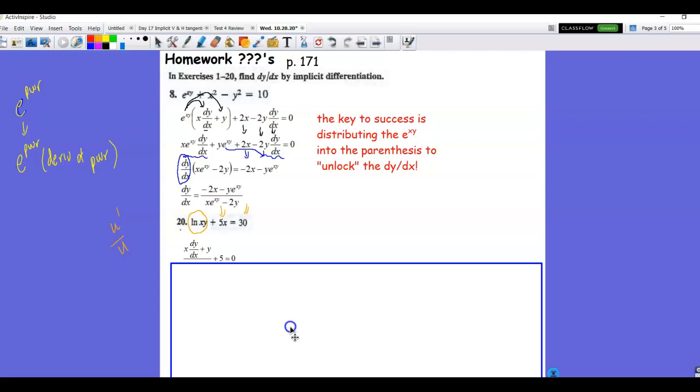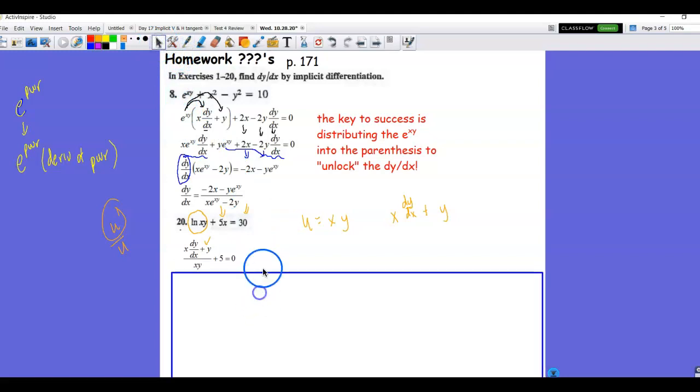So because we have a product here, when we do our u prime, u in this case is xy. So u prime is going to need a product rule, so that'll be first derivative second plus second derivative first. So that's where that's coming from. So that is the u prime, and then we're going to divide that by u, which is xy.